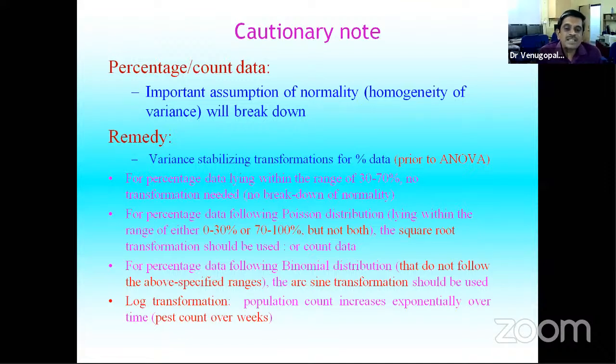If our data is in a wide range, say 0 to 100 across the 50 values, then we will choose arcsine transformation, also called angular transformation. Suppose your data is in both tails of the normal distribution, either 0 to 30 or 70 to 100, but not both, we need to go for square root transformation. Suppose a researcher counts thrips incidence over weeks: first week 25, second week 75, third week 150, fourth week 700. So it is growing exponentially. Then we need to make use of the logarithmic transformation before subjecting our data to analysis of variance.